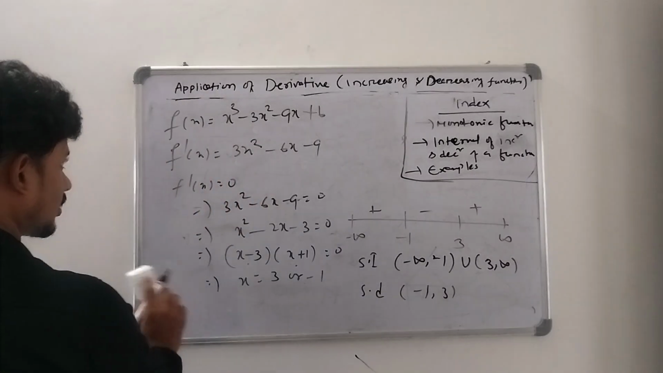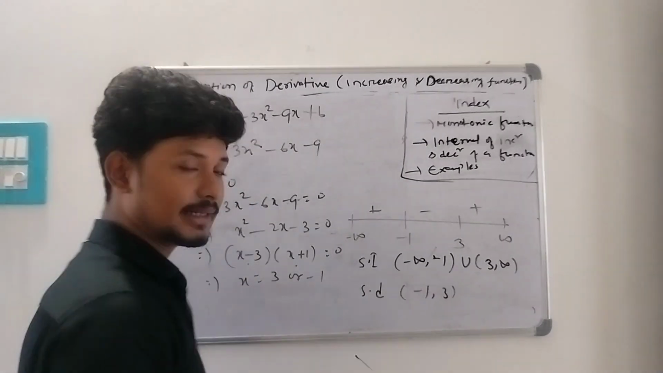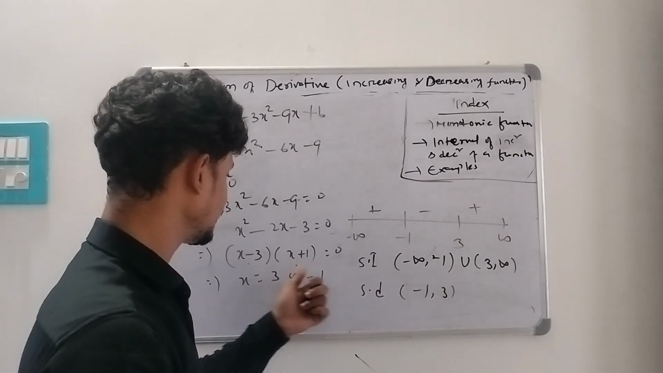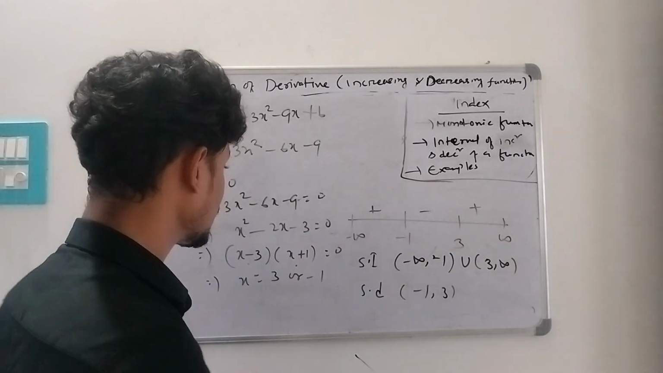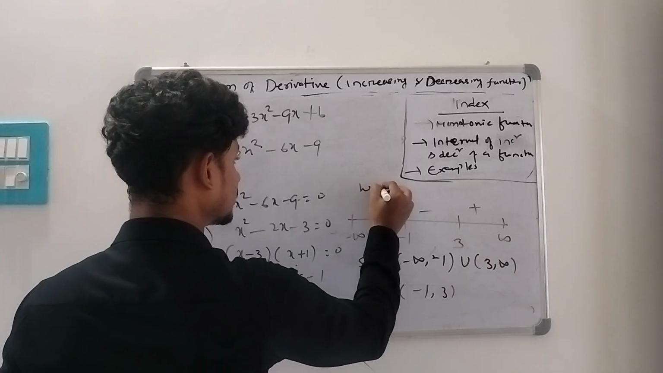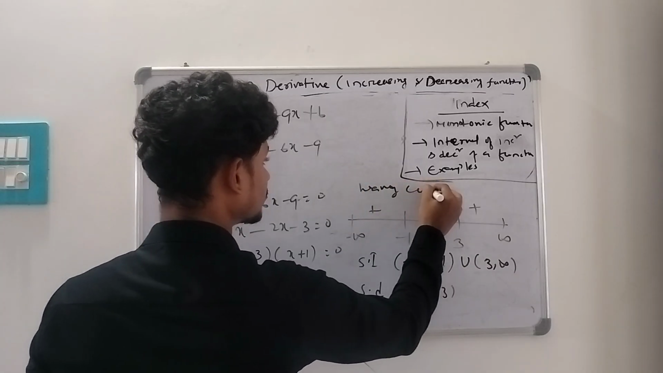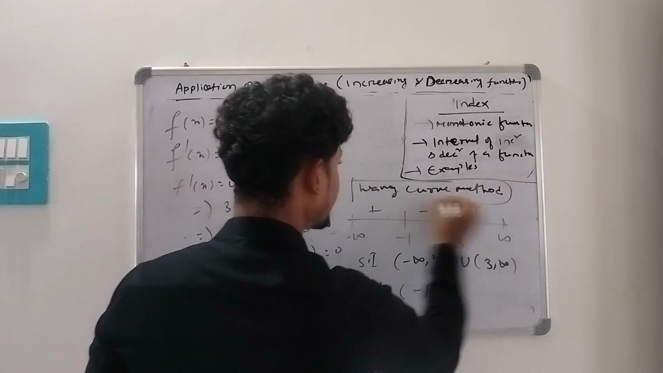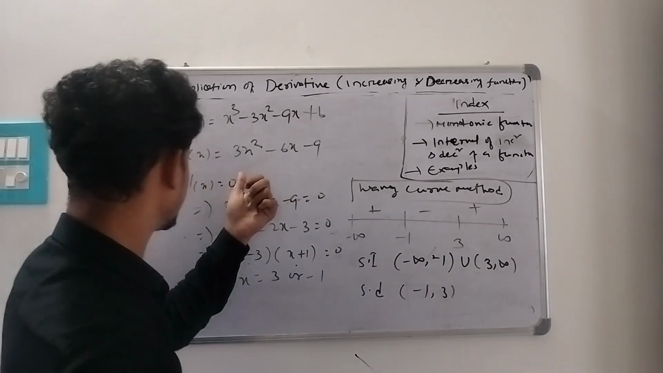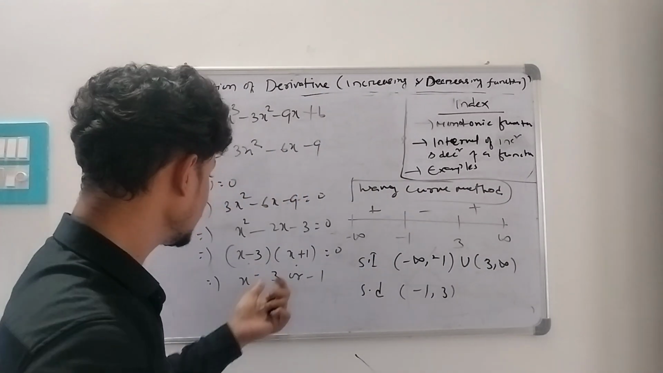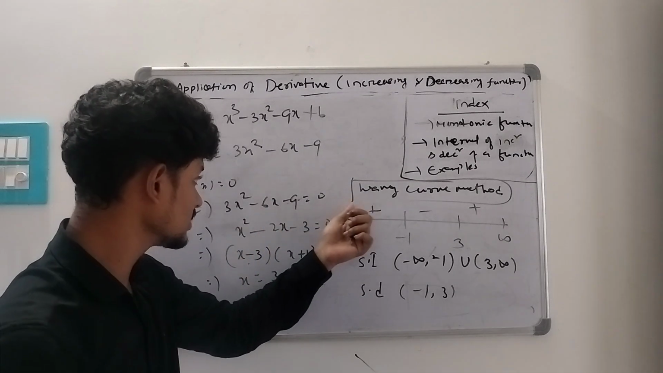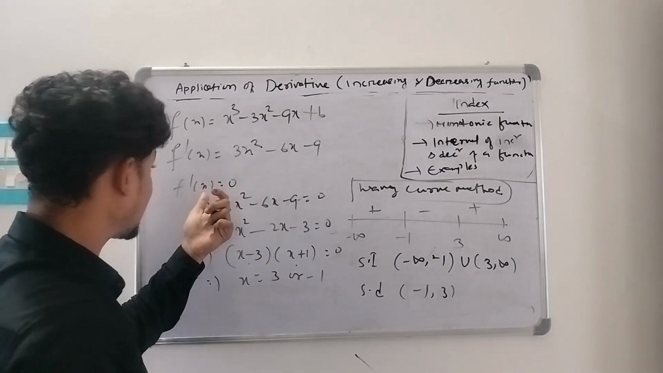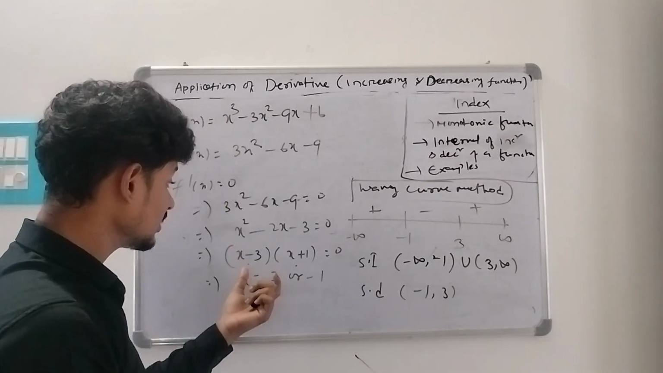Now we can use a trick here to find this without putting in a point, using the wavy curve method. What is the wavy curve method? The wavy curve method is applied if the function is a polynomial, and if I can factorize f'(x) into linear factors.